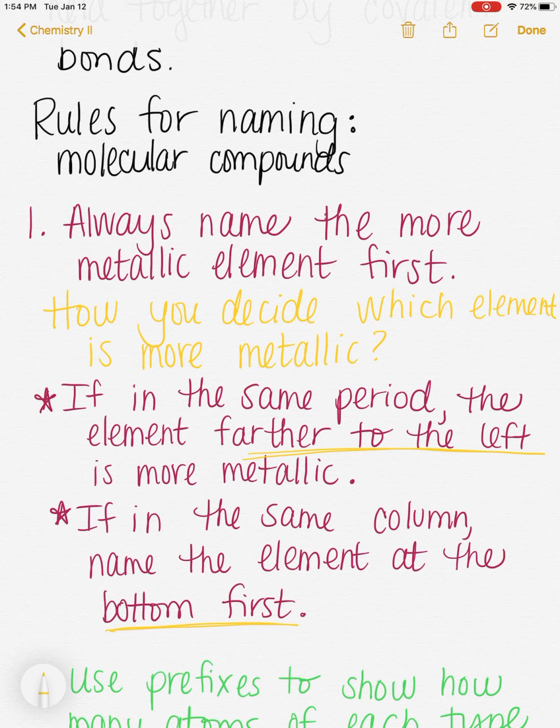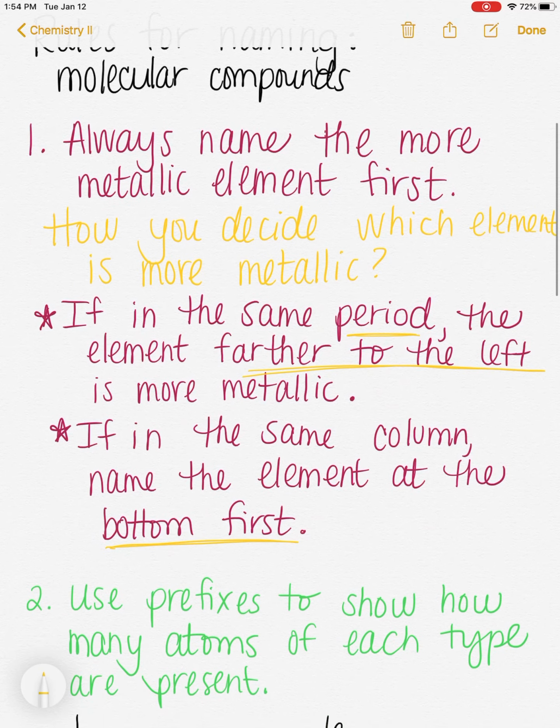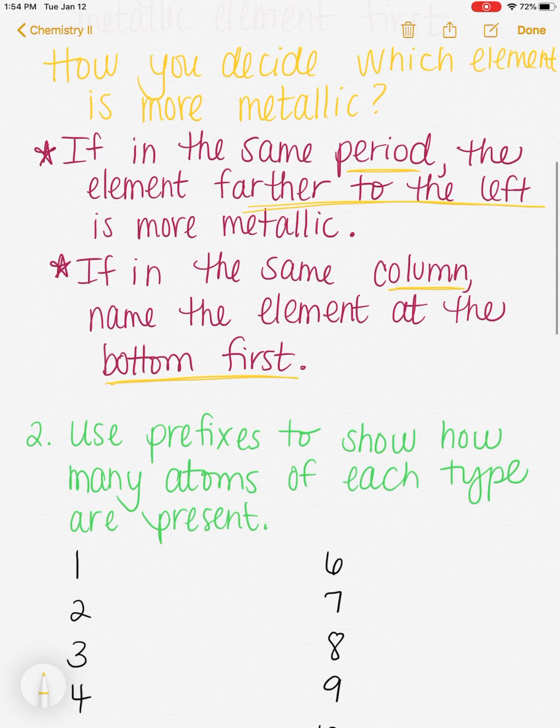So if these two elements are in the same period, and remember period means row, then you are looking for the element that is farther to the left, and that's what you will name first. The element that's farther to the right will be the less metallic element and will come second in the compound. If the elements are not in the same row, but instead are in the same column, which we call being in the same group, then you will name the element that's further to the bottom first.